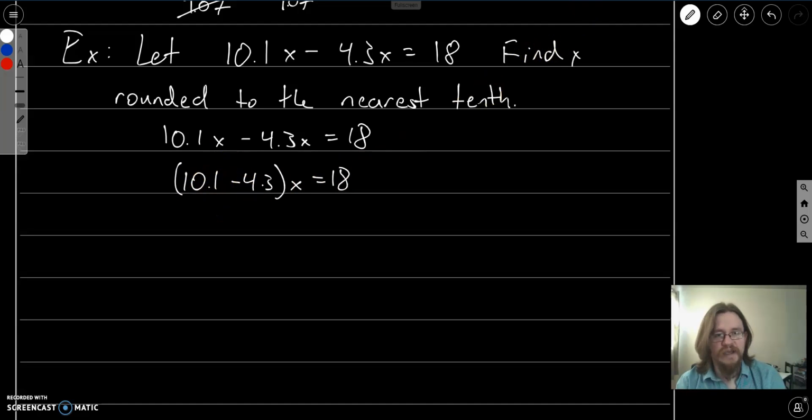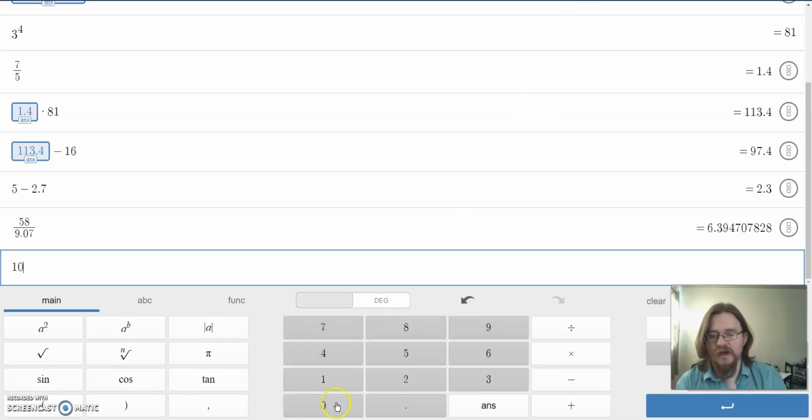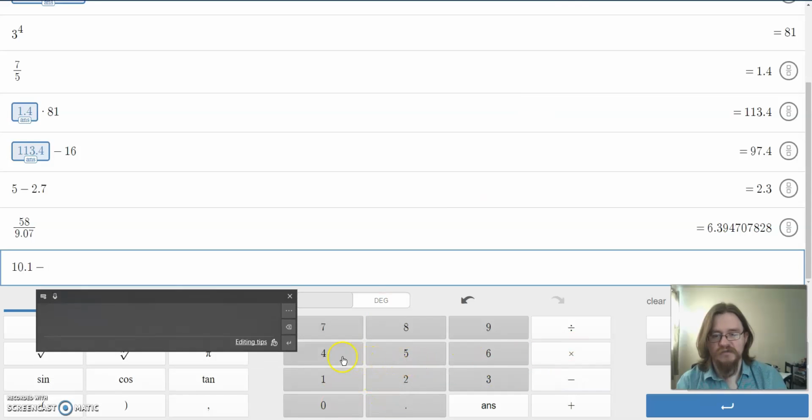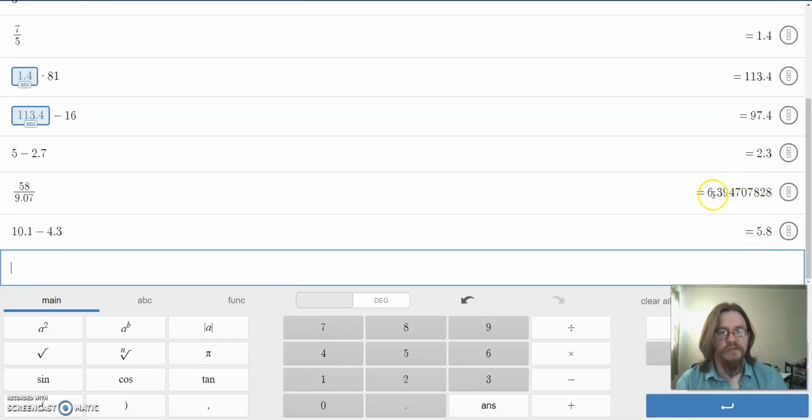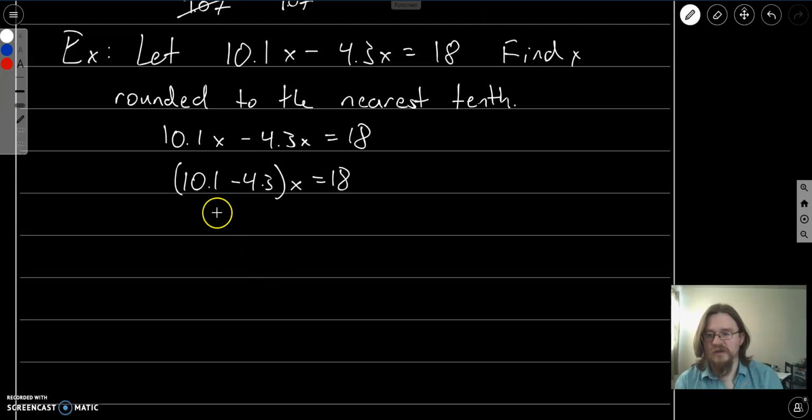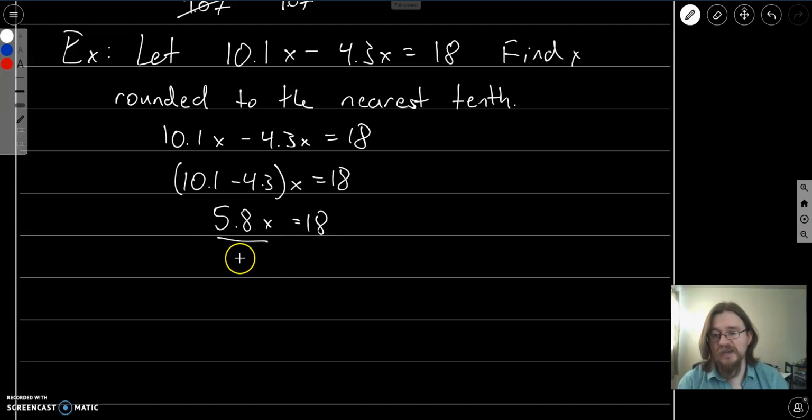This is something I could do by hand, or I could go back to my calculator and go 10.1 minus 4.3, and I'll get 5.8. This is going to be 5.8 times x is equal to 18. Again, I don't care about 5.8x. I just want x by itself. So how do I undo this multiplication? This is 5.8 times x. Well, the only way to undo multiplication is by division. So I will divide the 5.8 from both sides.